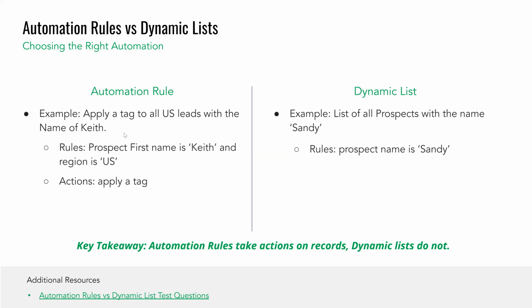So an example of how this would apply. If you wanted to say, okay, all US-based leads who are named Keith, for whatever reason, you could create an automation rule for that, say, here's my criteria, and then here's what I want to do once I find those people. Whereas with a dynamic list, the equivalent is you'd find those people, and the output would be that list, but there are no actions that you could apply.